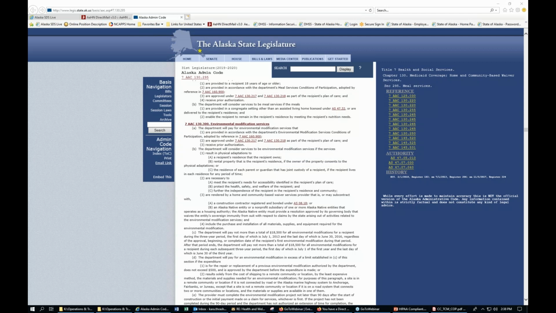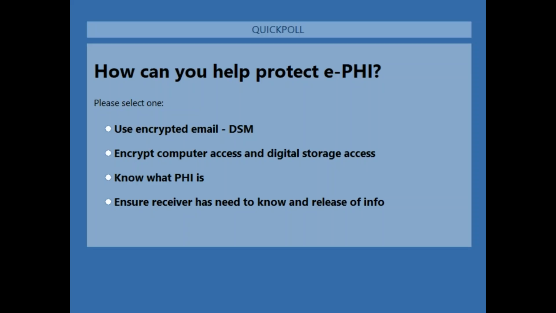And last but not least, how can you help protect ePHI, which is electronically shared PHI? Use encrypted email, encrypt computer access, and digital storage. Know what PHI is, ensure the receiver has a need to know and release of info. This doesn't have any wrong answer, by the way. Just pick the one that you think is best.